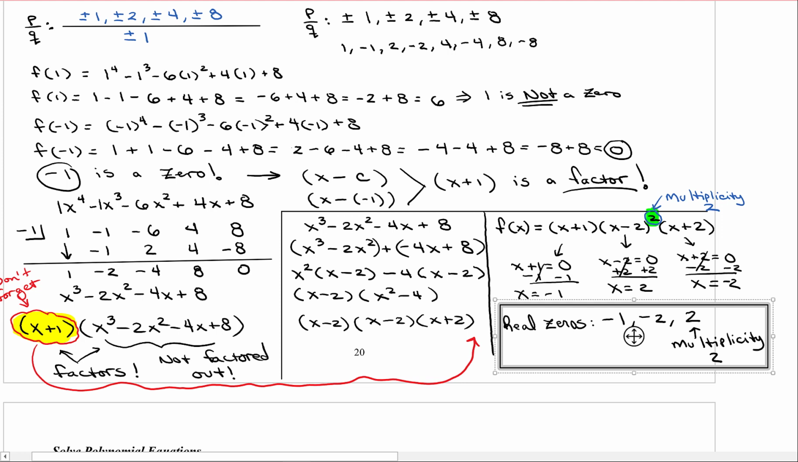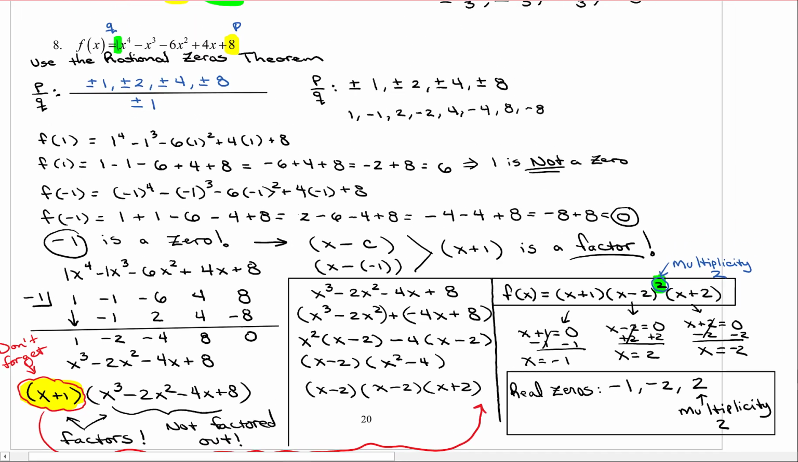And you guys should know what it means when a zero has multiplicity 2. If it has an even multiplicity, it means that at that 0, the function is not going to cross the x-axis. It's just going to touch it, or it's going to kind of bounce off of the x-axis.